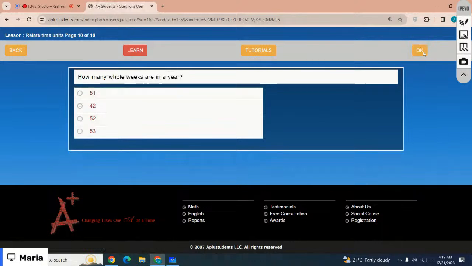How many whole weeks are in a year? Which is the correct option? In 1 year, you have 52 whole weeks. The correct option is 52.